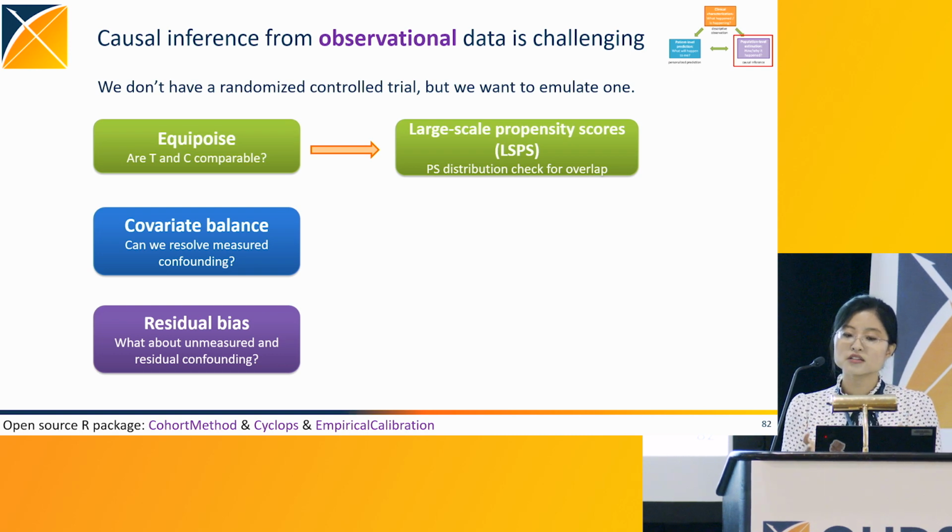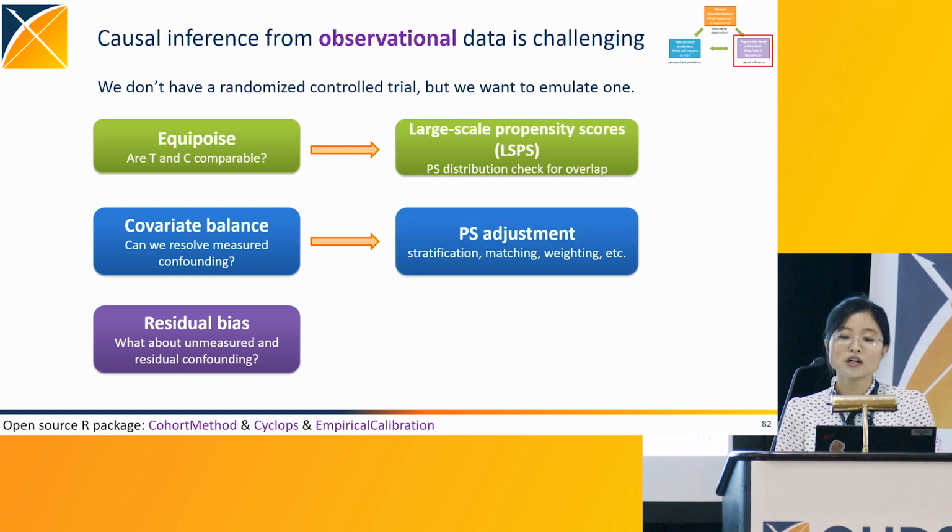We can compare the propensity score distributions between the target and comparator cohorts and check if those two distributions overlap fairly enough. If they do, then we know that the two cohorts are reasonably comparable. That's a desired state that we call empirical equipoise.